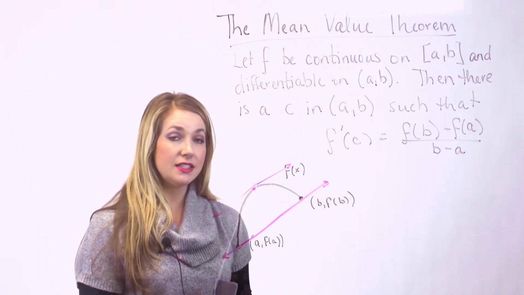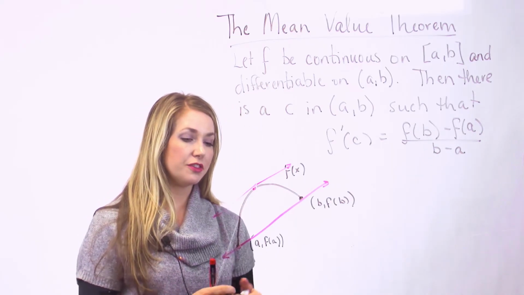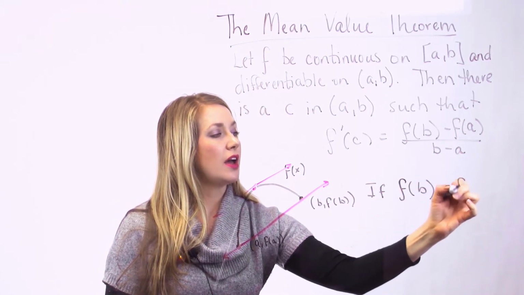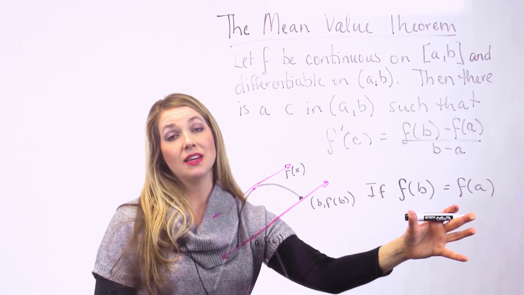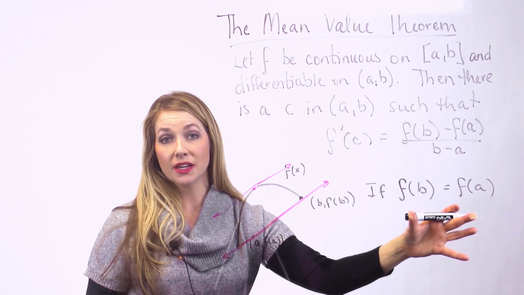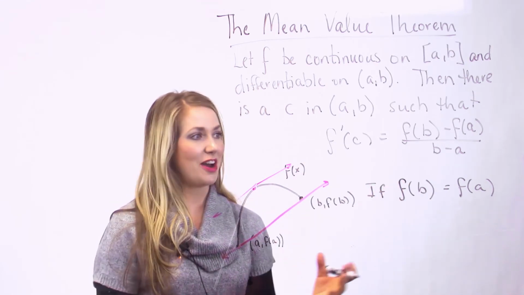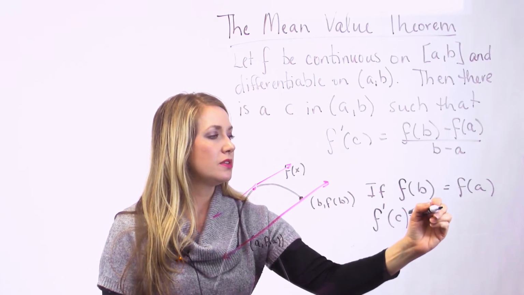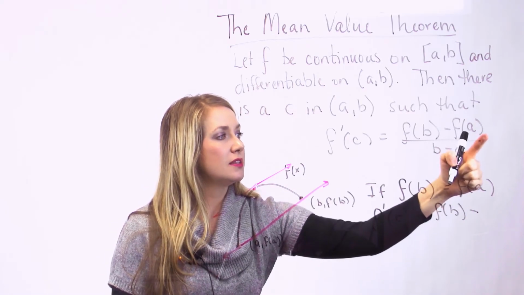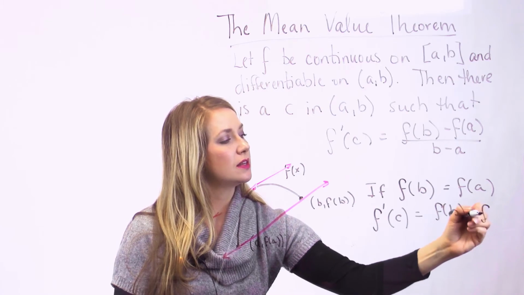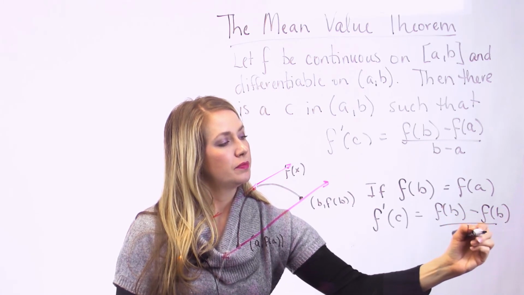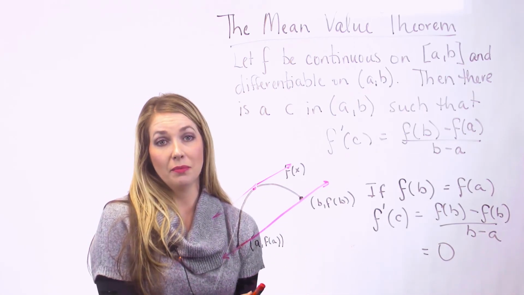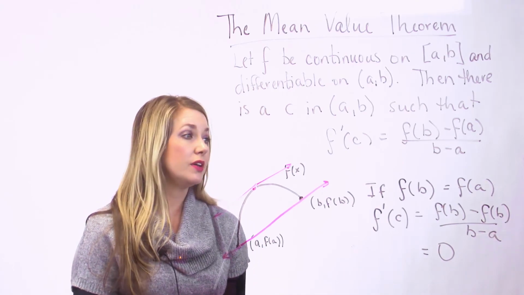We can additionally see that if we make the further restriction that f of b must equal f of a, which, if you'll recall, was the additional hypothesis of Rolle's theorem that is not in the mean value theorem, then we get f prime at c equals f of b minus f of a over b minus a. Since f of a is equal to f of b, we can substitute, and the numerator is equal to 0. Therefore, if we take the mean value theorem, we get Rolle's theorem as a special case of it where the endpoints are equal.